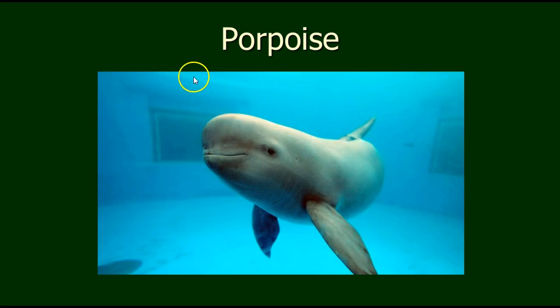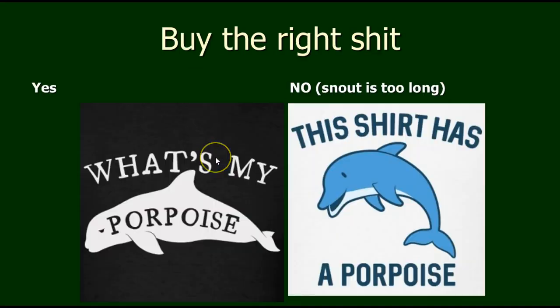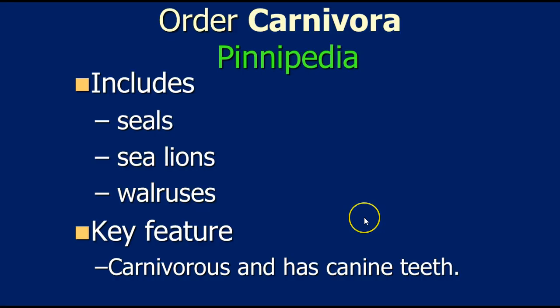The reason they call them porpoise from a dolphin is porpoise tend to have this shorter nose. So like right here, you're looking at these shirts like, what's my porpoise? This is more like a porpoise because it has a short nose. This is more like a dolphin.